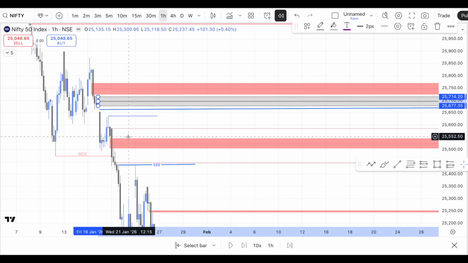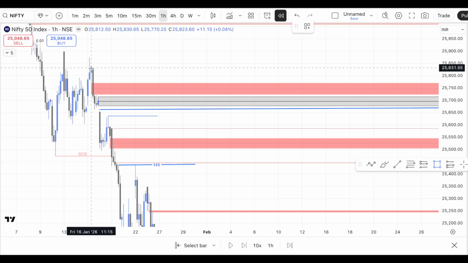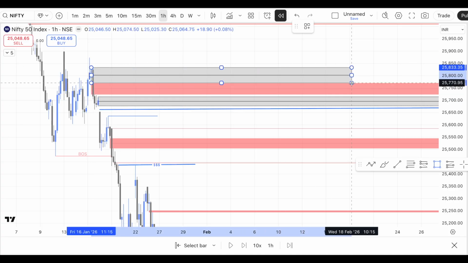This is from the 1 hour's perspective. I'm just defining the ranges and drawing any other supplies whichever we can note down.